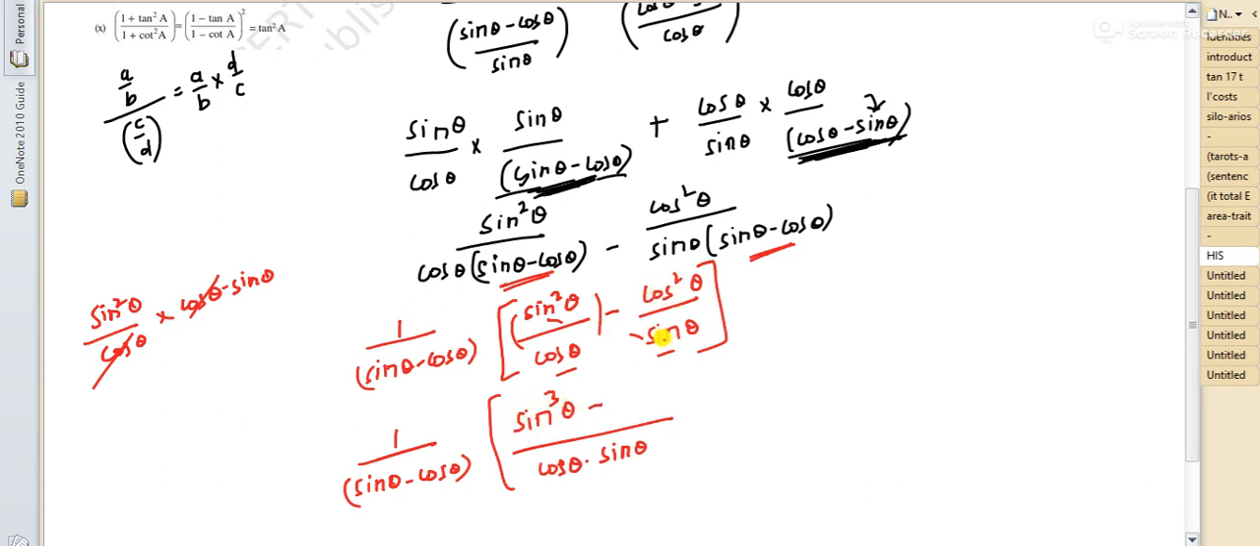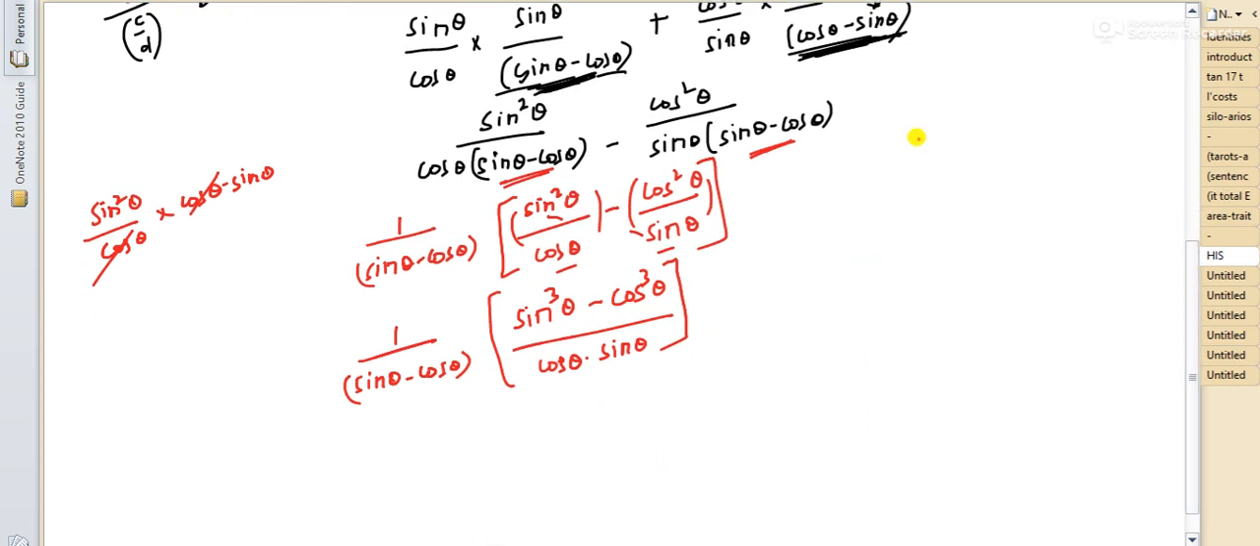Similarly, cos square by sine, and sine will get cancelled. If I multiply this with LCM, sine will get cancelled with sine. Remaining will be cos square theta into cos theta. So that is cos cube theta. Okay, we'll get in this form. Now what we have to do? We have to use, yes, the a cube minus b cube formula. What is that? Yes, it is a minus b into a square plus b square plus ab. You should remember this, so that we are going to apply here.